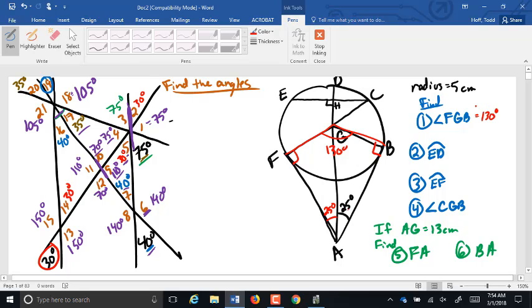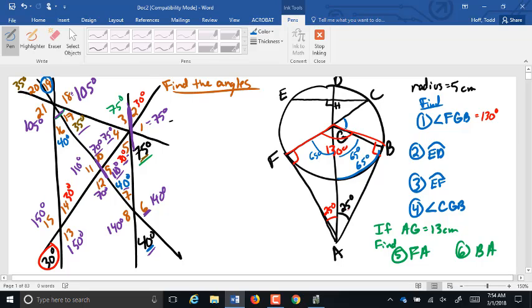Remember, that makes a four-sided figure. It adds up to 360, with 90, 90, and 50. What's left is 130. And to be more specific, even this is 65, and this is 65. Each of those are half, which makes this arc here 65 degrees.